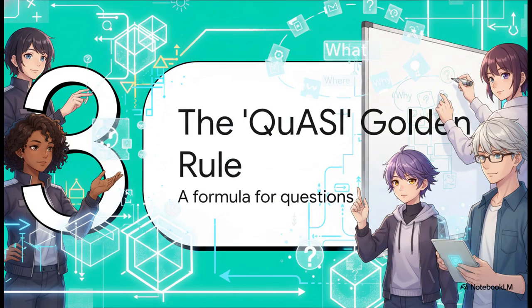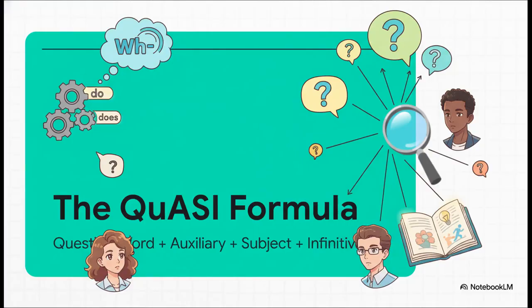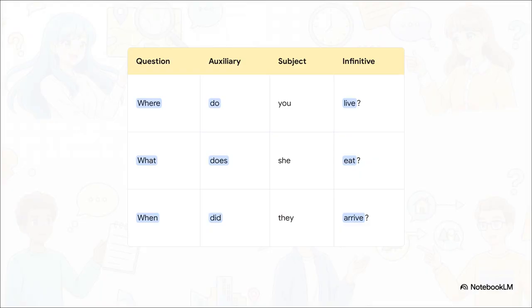All right, so you've got the words. Now, how do you put them together? Well, lucky for you, there is a super simple, kind of secret formula that works almost every single time. It's fantastic. And we call it the quasi formula. That's Q-U-A-S-I. Seriously, this is going to be your new best friend. It stands for question word, that's first, then the auxiliary verb, that's a helper word like do or does, then the subject of the sentence, and finally, the main infinitive verb. Let's see how it looks in real life. And check this out. You can see the formula in action right here. Where do you live? We've got our question word where, our auxiliary do, the subject you, and the infinitive live. It's this perfect, beautiful pattern that just works.